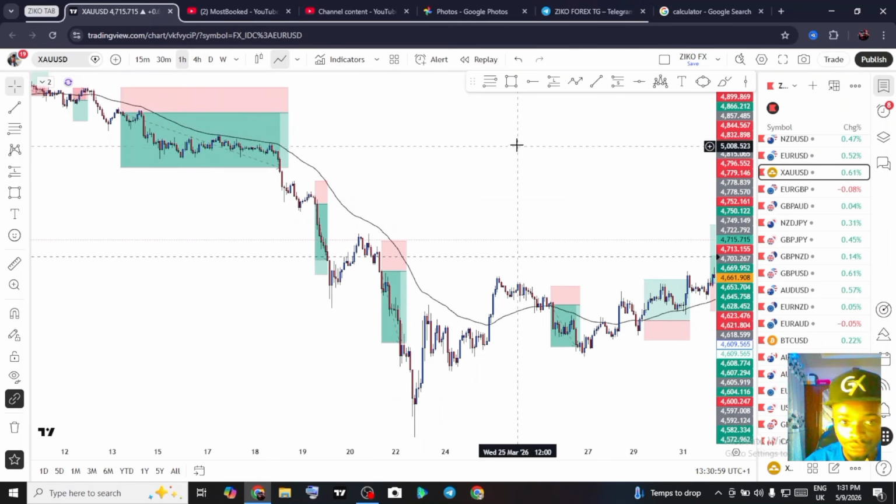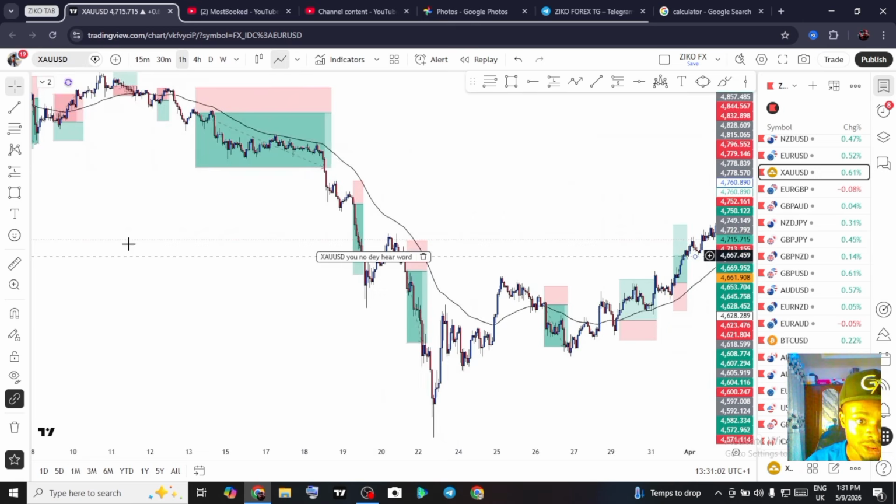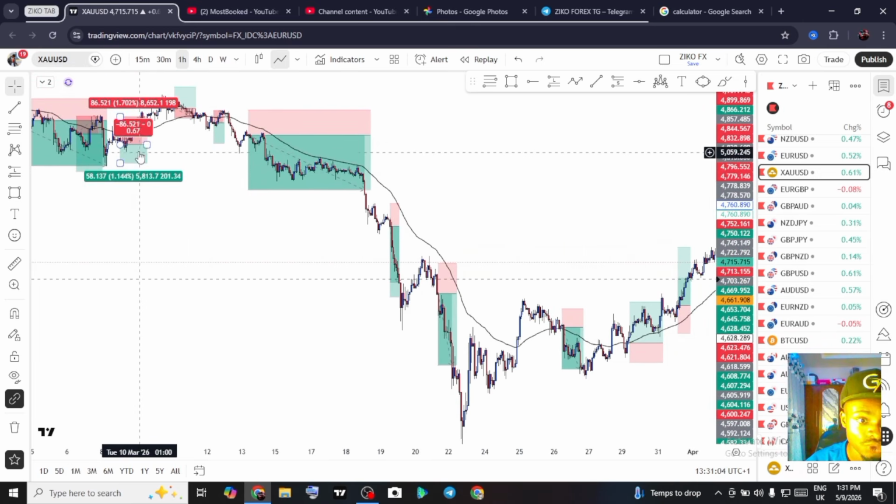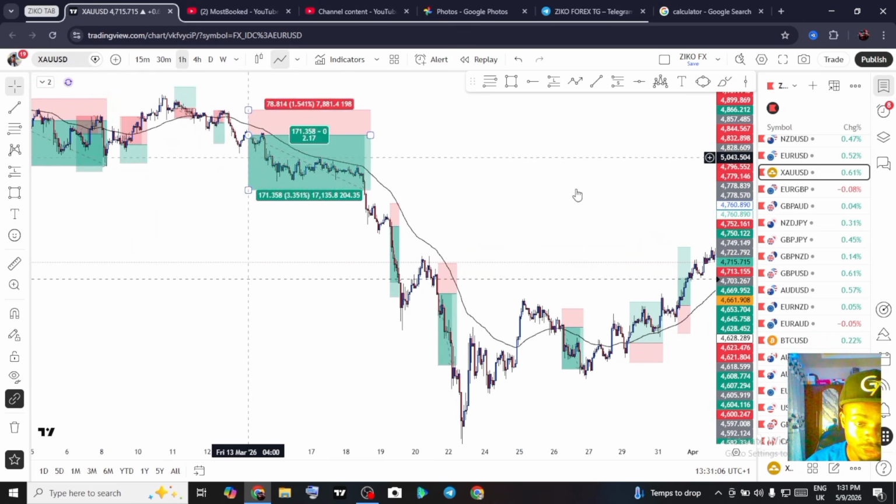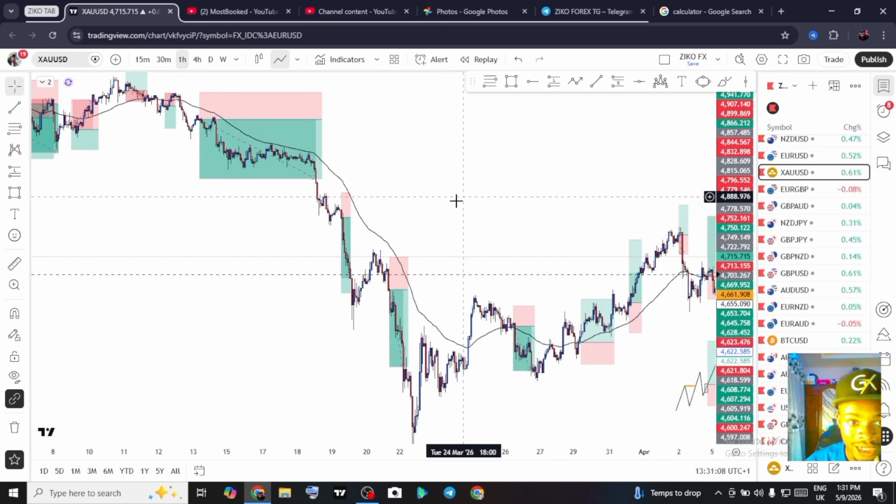Now watch this. From this point where I had this win, I actually had a few losses before that point, right? As you can see, almost three trades back to back. But that's not the point. The point is when I started winning.